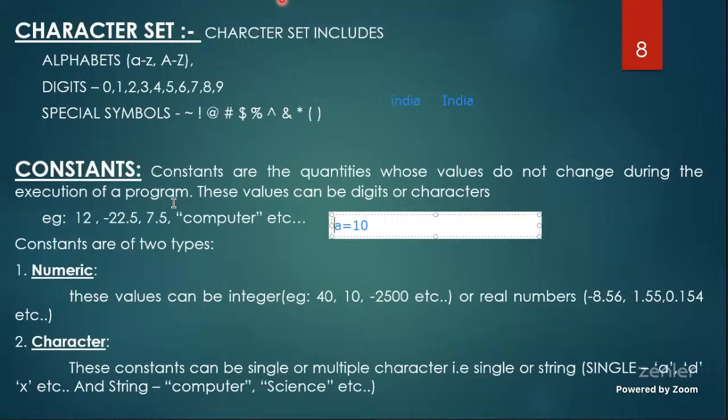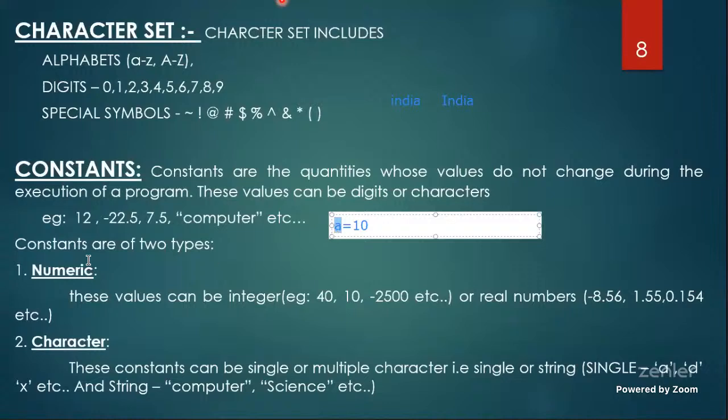So constants are the quantities whose values do not change during the execution of a program. These values can be digits or characters, anything it can be. Now, examples are entered here. This is just an example: 12, minus 22.5, 7.5, whatever value you are going to assign to the variable, a. I'll consider this a as a variable. Whatever value you are assigning to this variable will be constant throughout the program.